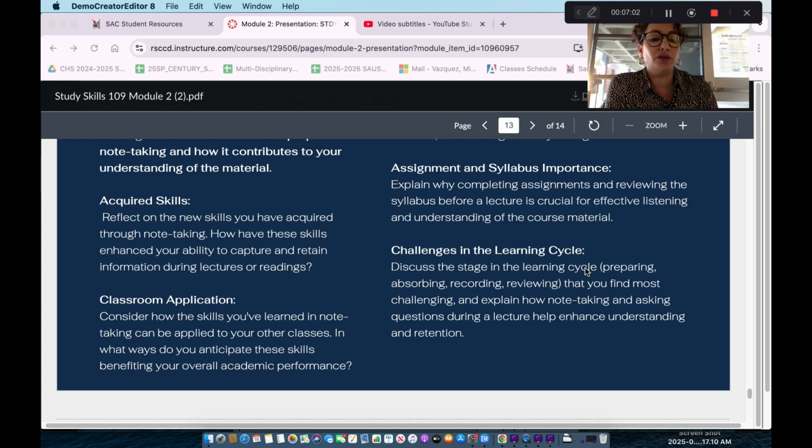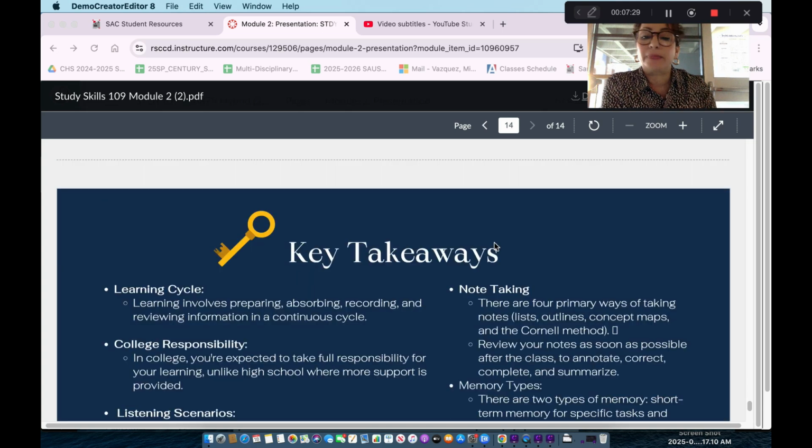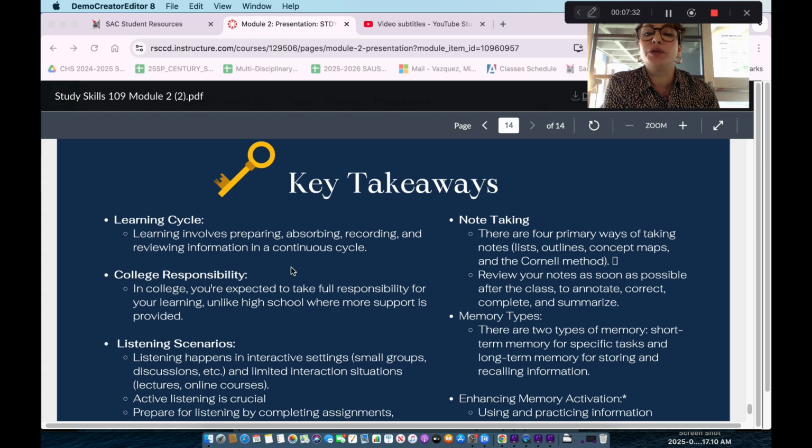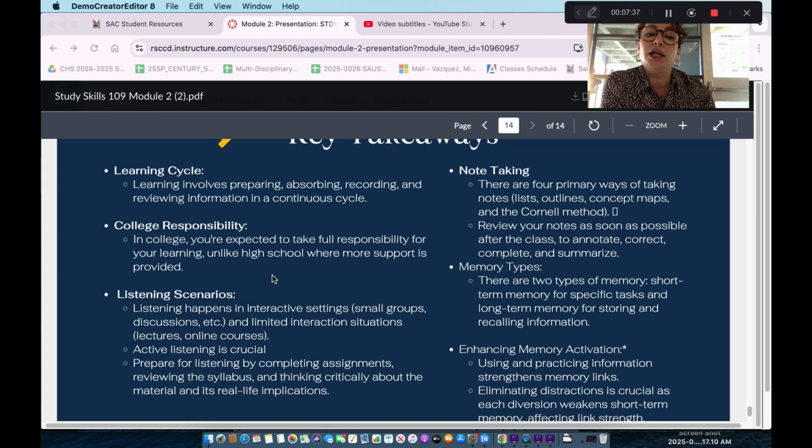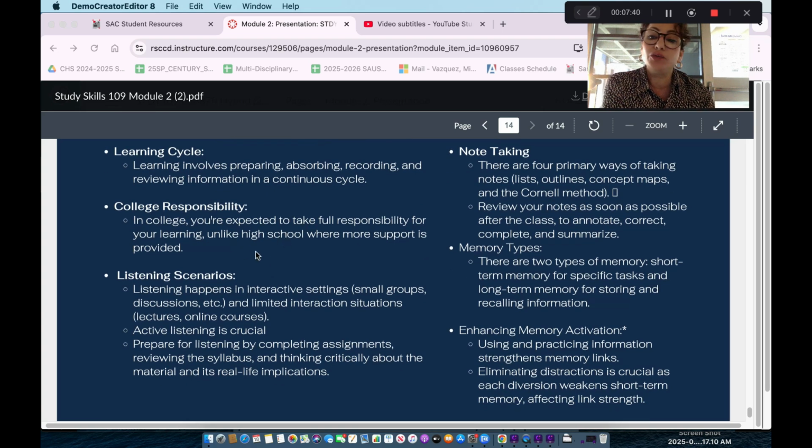The learning cycle, which you covered in the textbook, remember, includes prepare, absorb, record, and review. So you're going to be prepared to go into your class, to absorb the information that is being spoken to you. You're going to record it while writing, and when you get home, you're going to review it because that last step is necessary in order to retain. The learning cycle is important to know, and again, we reviewed it in the lecture and we reviewed it in our textbook. In college, you're expected to take full responsibility.